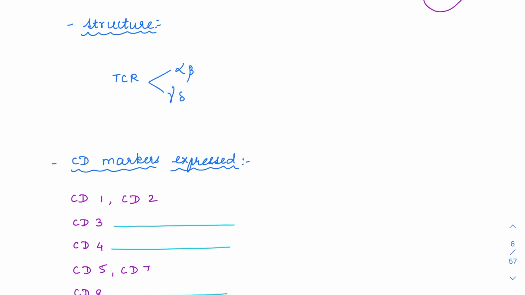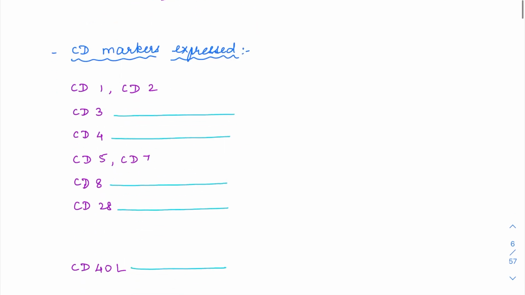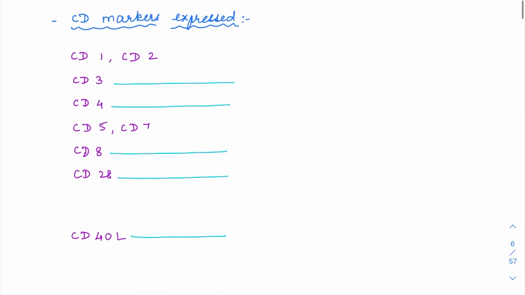So, the structure of a T cell receptor is going to be either an alpha beta subunit or a gamma delta subunit. But the alpha beta subunit is going to be the most common one. So the B cell receptor was composed of IgM and IgD, while the T cell receptor most commonly is going to be composed of the alpha beta subunit. So let's see about the various CD markers expressed by these T cells.